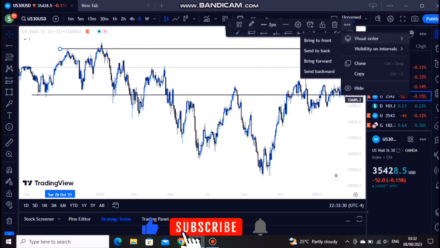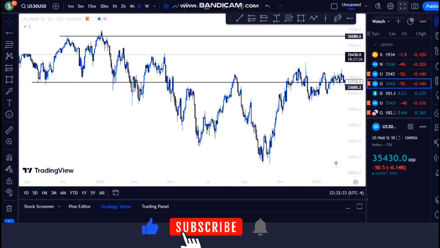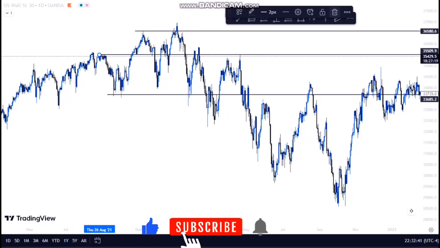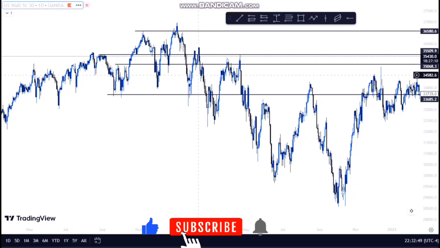Just put this on the full. Yeah, this is better. Just be using your candles like this. Just be marking it out like this using a line. So that is this one.